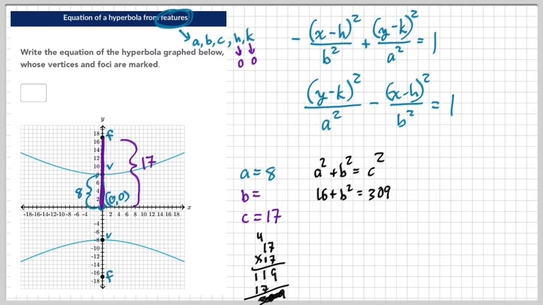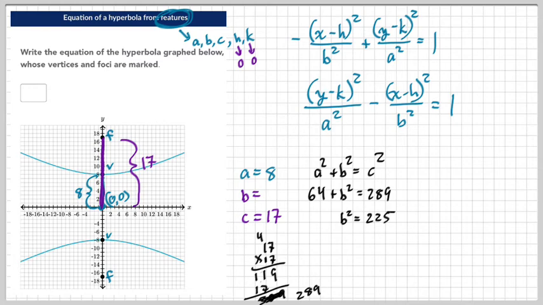Okay, so it's not that. It's 289. That actually looks right. I think that was right. Then 64. Don't worry, guys, I don't teach math. B squared equals 225. You guys are doing it for me. Okay, so that's the B squared.